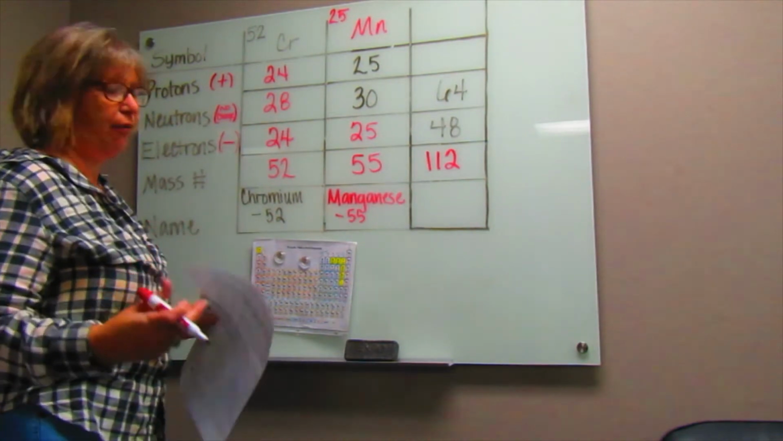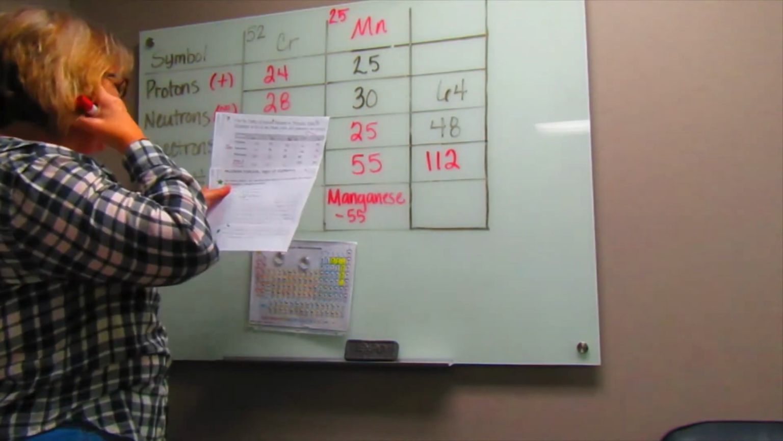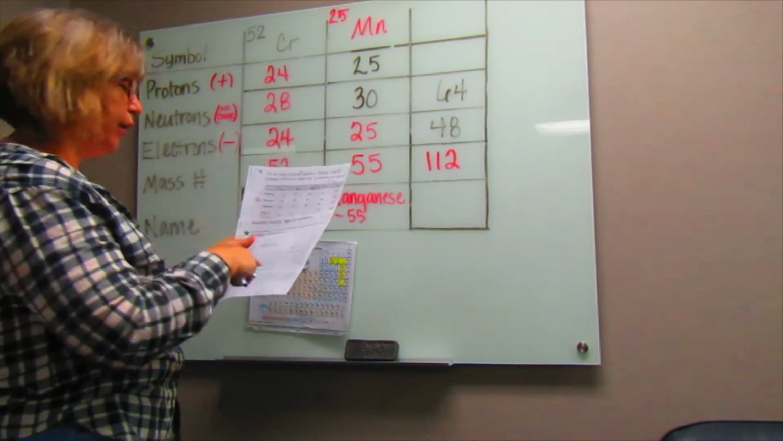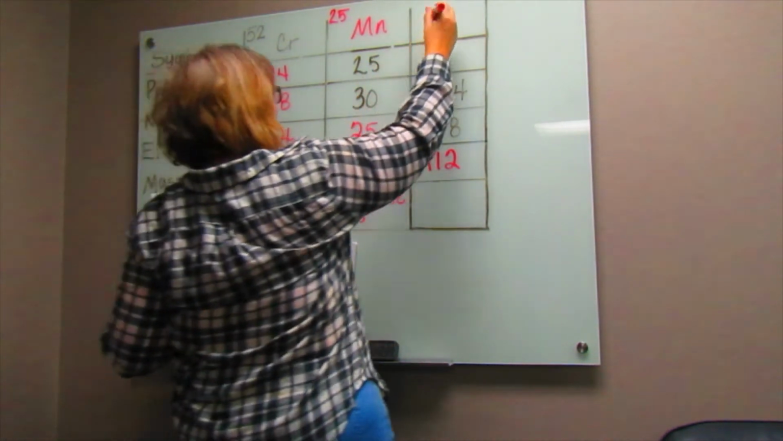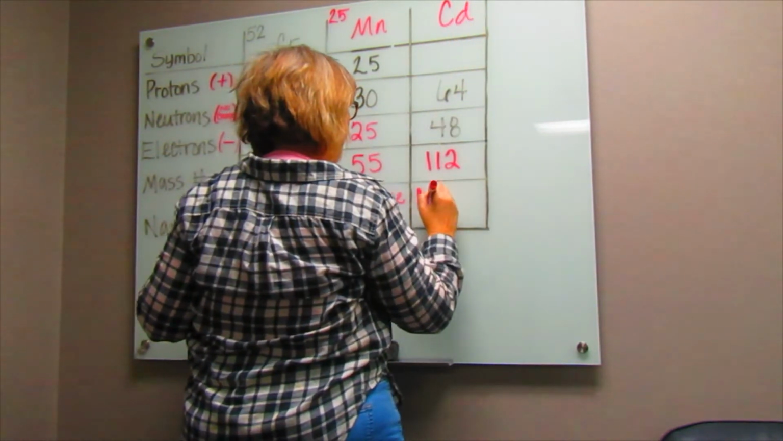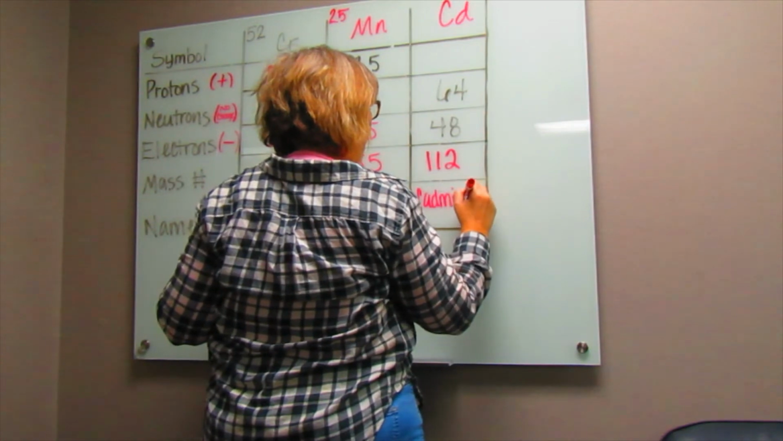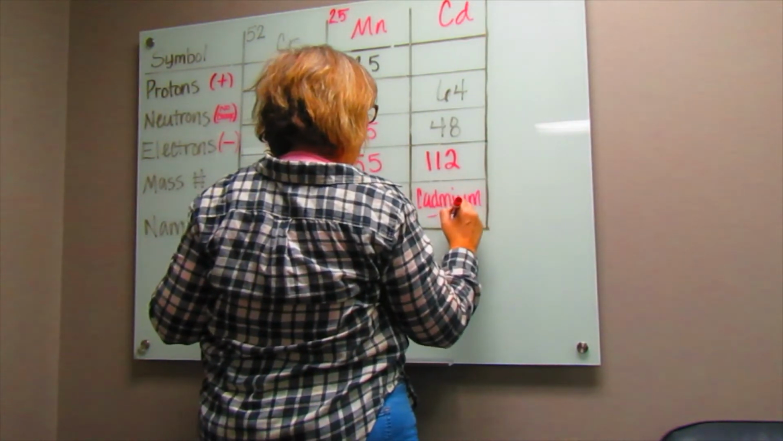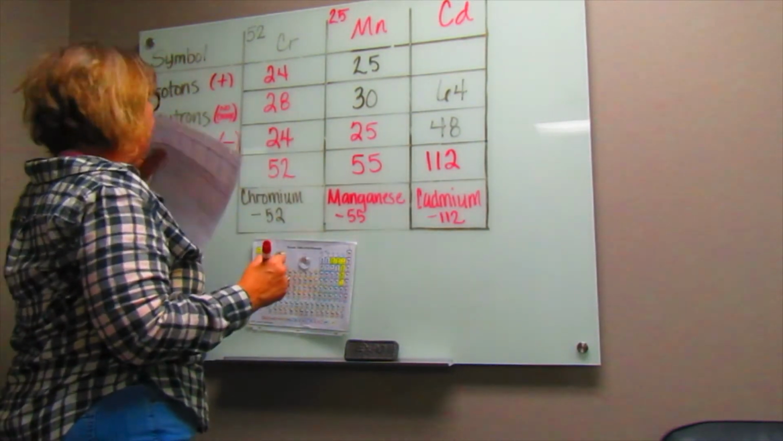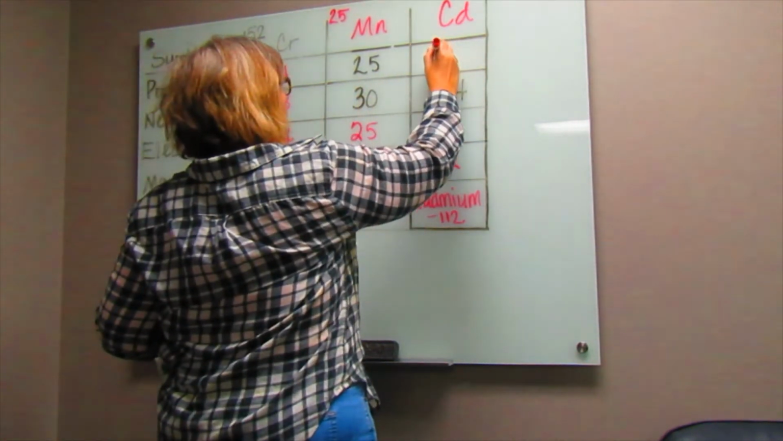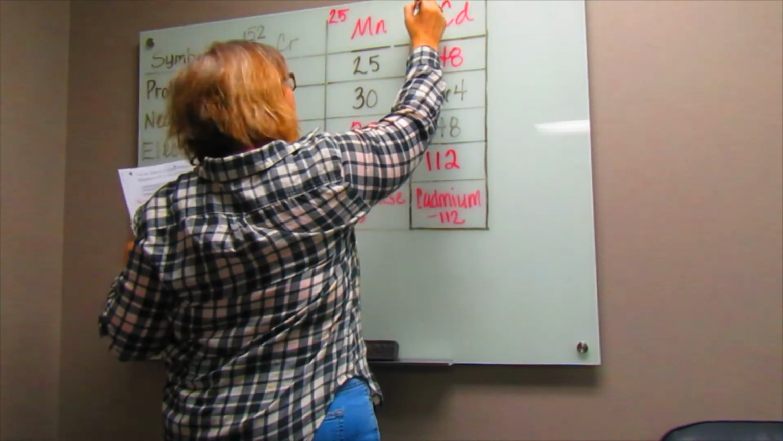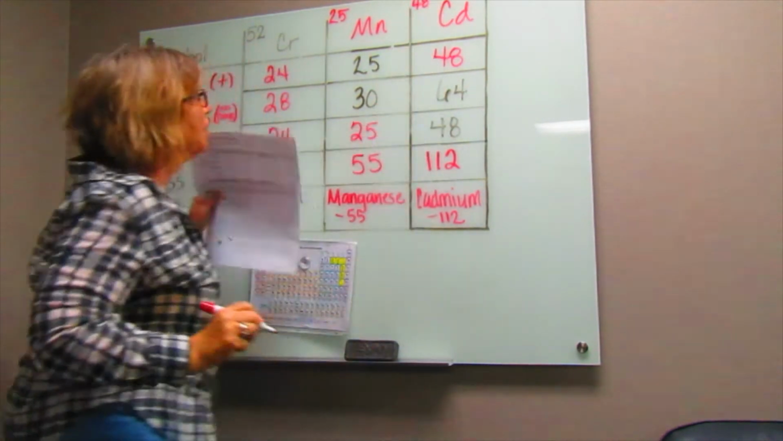I'm one step closer to identifying my element. So when I go to my periodic table, I'm going to find the element with a mass of 112, or as close to 112 as we can get, and that's going to be cadmium. And so I know that my protons and electrons are the same. So just completing the table here, this is what we get.